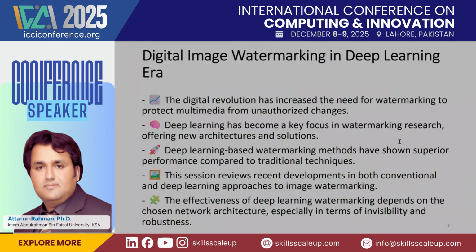So why are we talking about digital image watermarking in the deep learning era? Because the digital revolution has increased the need for watermarking to protect multimedia from unauthorized changes. On the other hand, deep learning has become a key focus in watermarking research, offering new architectures and solutions. Deep learning-based watermarking methods have shown superior performance compared to traditional techniques in earlier experiments. So this session reviews recent developments in both conventional and deep learning approaches to image watermarking. We also see that the effectiveness of deep learning watermarking depends upon the chosen network architecture, especially in terms of invisibility and robustness.